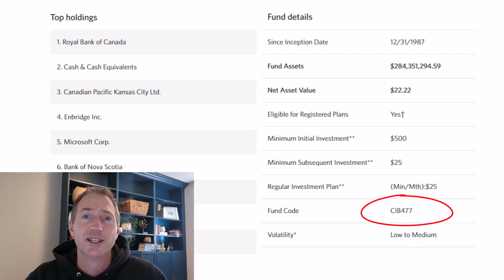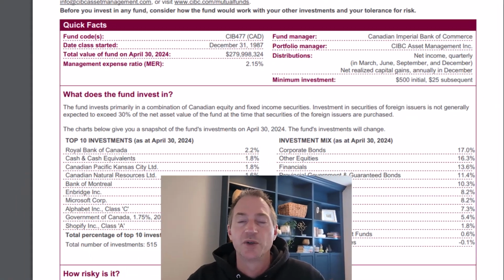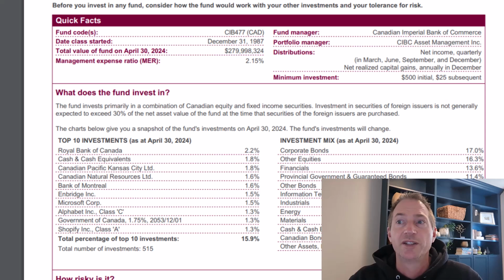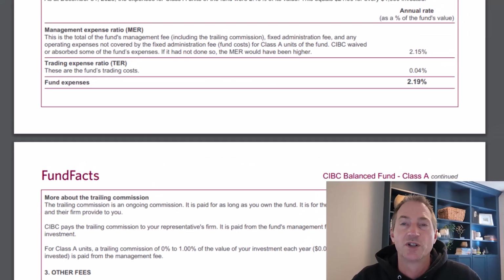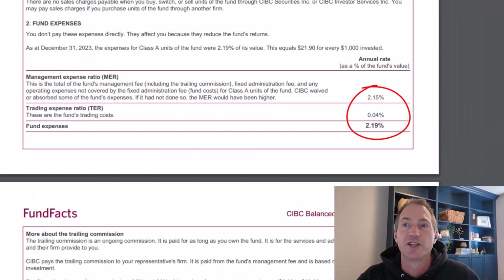And all I'm interested in for the sake of this video is the fund code so that I can find the fees. And so you can see the fund code here is CIB 477. And so here's the fact sheet for CIB 477. And you can see here that the MER, the management expense ratio, is 2.15. And if you scroll down a little further, there's also a TER, a trading expense ratio, which adds another 0.04%. And so you can see that the total fund expense is 2.19%.